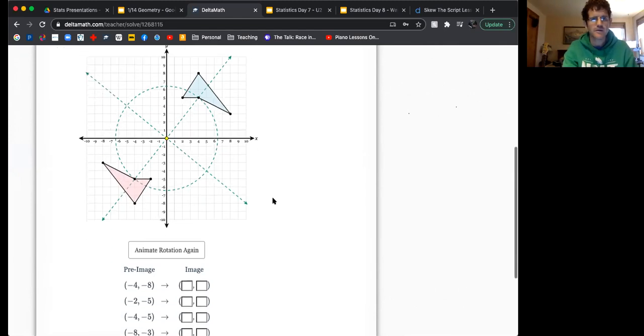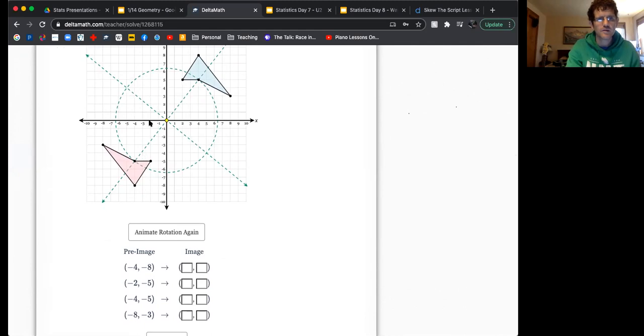All right, so let me copy down the new points. -4, -8 is this one, and that ended up right here, 4, 8. -2, -5, which is this point right here, ended up right there, which is just 2, 5. And you can already see the pattern happening, I hope. -4, -5 is the point that actually rotated based on. So it's going to be this one right here, which is 4, 5. All right, we should be able to do the last one without even looking, but I will. -8, -3 rotated to here, which is 8, 3.